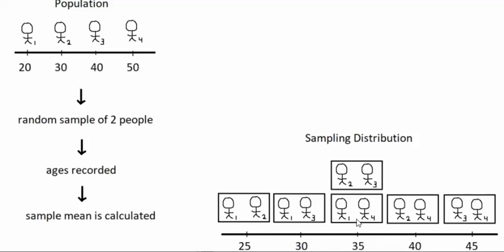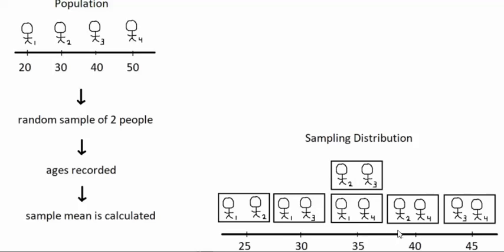Person 1 and person 4 are a 20-year-old and a 50-year-old. So 20 plus 50 is 70, divided by 2 is 35. These 2 people have a mean of 35. Person 2 and person 3 are a 30-year-old and a 40-year-old. 30 plus 40 equals 70, divided by 2 is, once again, 35. So there are 2 ways to get a mean of 35. If person 1 and person 4 are selected, the mean will be 35. If person 2 and person 3 are selected, the mean will be 35.